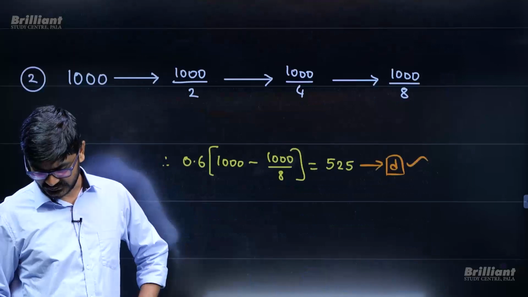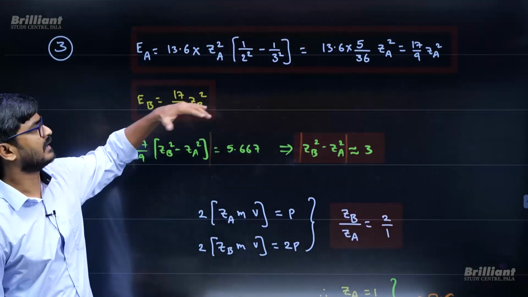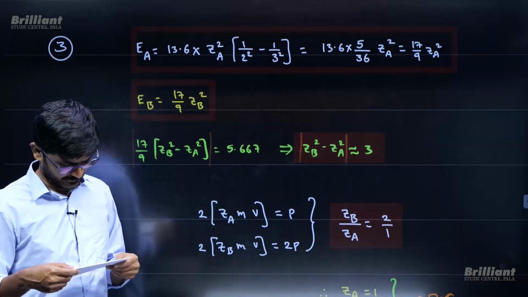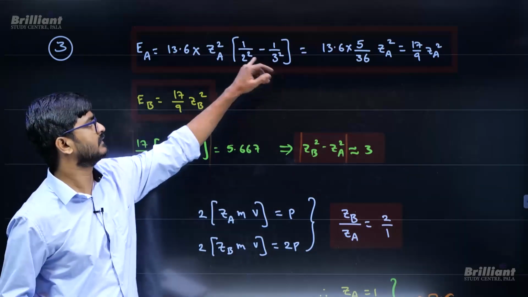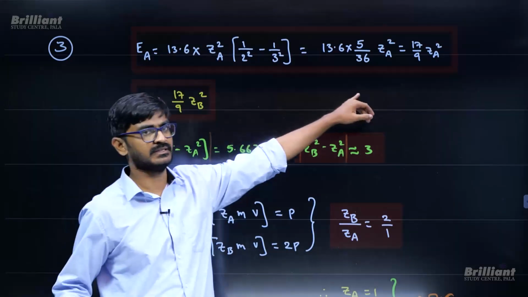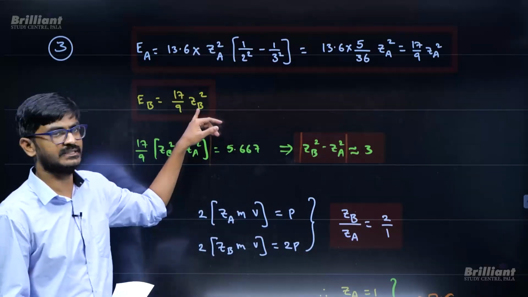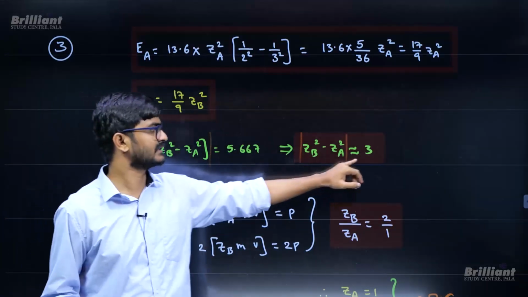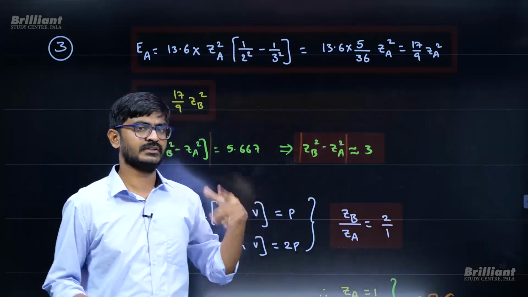So there are two situations given. We'll write the two equations. What are those two equations? Balmer series, right? So first line of Balmer will be from 3 to 2. So this is the energy of first Balmer for material A. Similarly for material B, it will be this much. The difference is 5.67. From here you will get ZB square minus ZA square, but you are getting only one equation, two unknowns. So we need to use some other information.